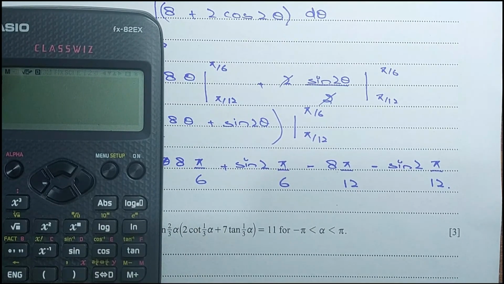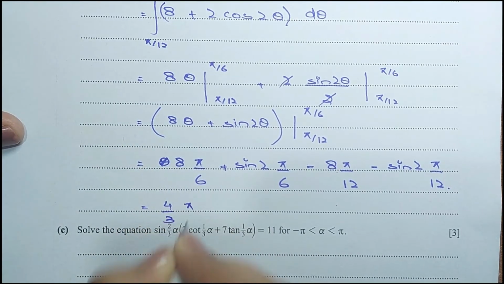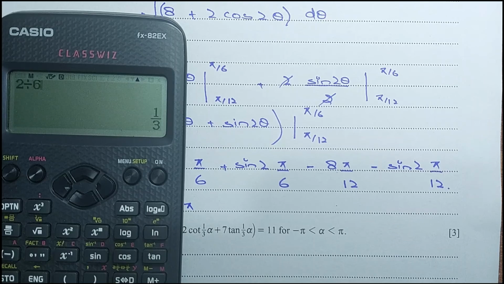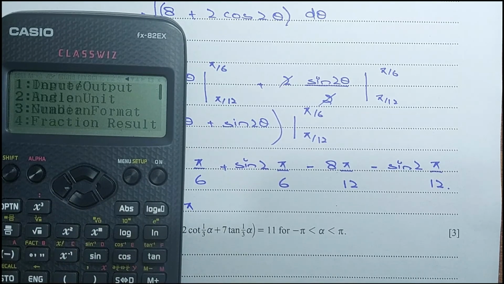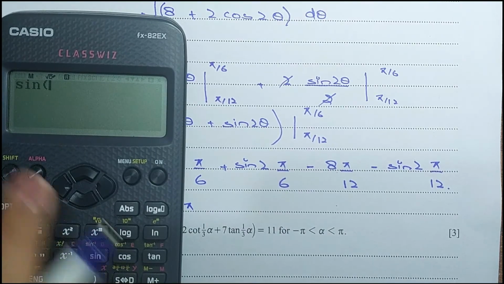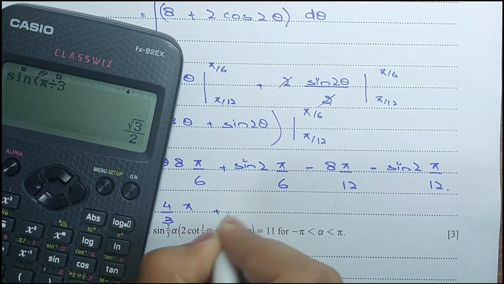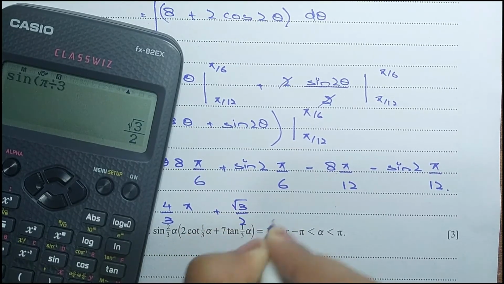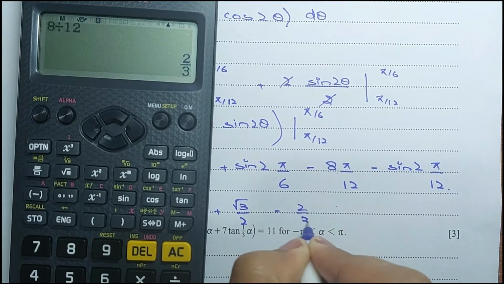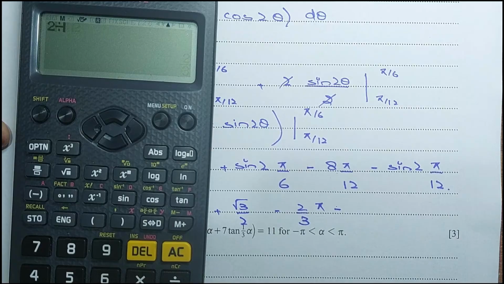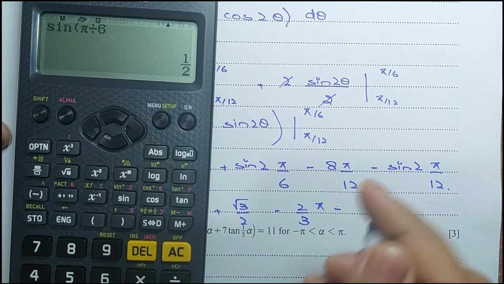Let me solve the pi terms. 8 by 6 would be 4 by 3 pi, and 2 by 6 is pi by 3. So in radians, let me convert it into radians. Sine pi by 3, this is root 3 over 2, minus, what is 8 pi by 12, 2 by 3 pi, and 2 by 12 is pi by 6. So sine pi over 6 is 1 by 2.